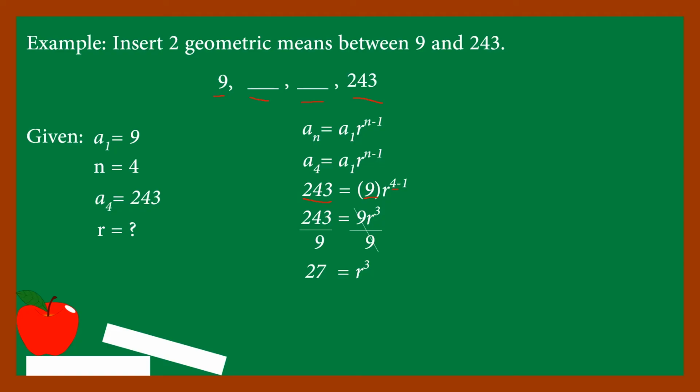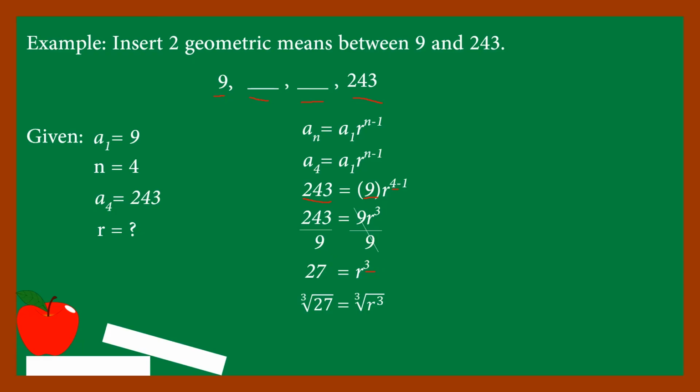So since we're going to get r, tapos yung r or yung value ng r ay naka-raise pa sa 3 na exponent, kailangan nating tanggalin yung 3 na exponent. So paano natin gagawin yan? So, para matanggal natin yung exponent na 3, we're going to get the cube root of the terms sa both sides ng equation. So, kukunin natin yung cube root ng 27 at the same time cube root din ng r cubed. So, yung nth root or yung index ay nakabase lang dun sa exponent na ibinigay. So, kung 3 yung exponent, we're going to get the cube root. Kung 4 naman, we're going to get the fourth root, and so on.